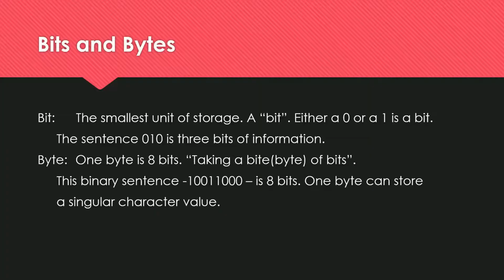What are bits and bytes? Well, a bit is the smallest unit of storage that a computer can hold. It's either a 0 or a 1 in binary. So the binary sentence 010 is 3 bits of information. On the other hand, 1 byte is going to be 8 bits.